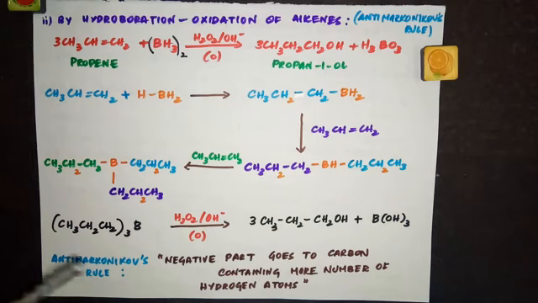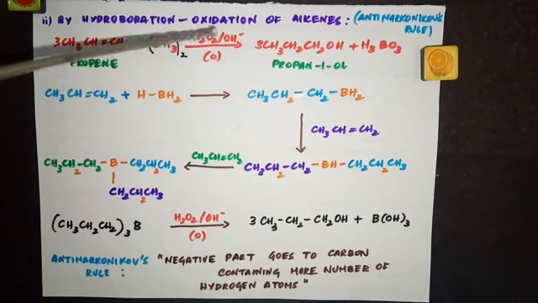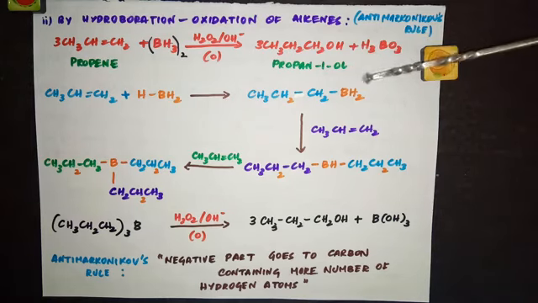And you know what is anti-Markovnikov's rule? The negative part of the addendum goes to the carbon containing more number of hydrogen atoms. Here also the addendum is H plus and OH minus. OH minus will go to the carbon containing more number of hydrogen atoms. So it is following anti-Markovnikov's rule, and that is the reason we are getting propan-1-ol here, whereas in the hydration of alkenes we are getting propan-2-ol.